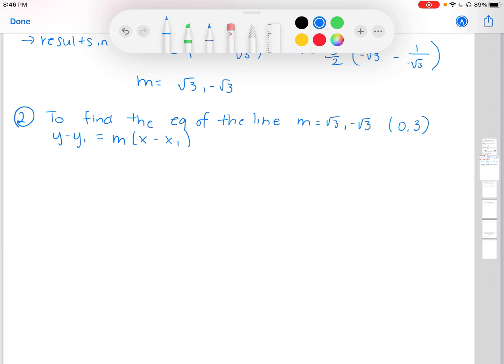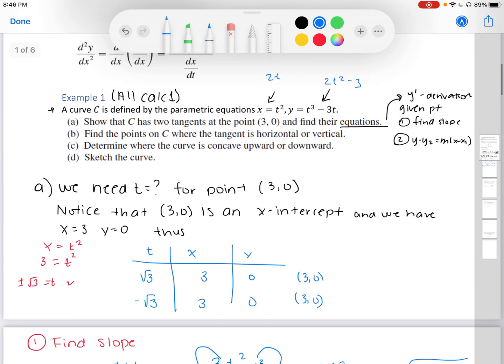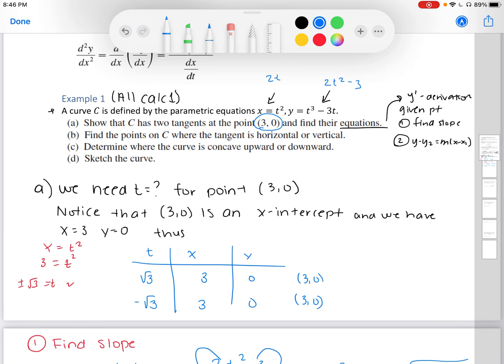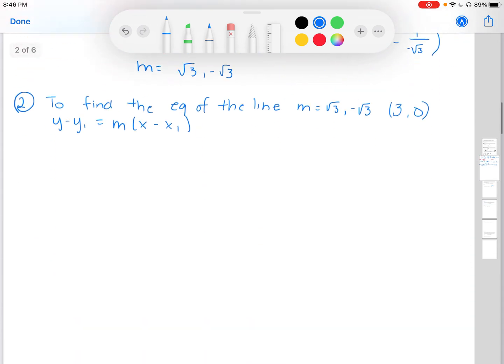All right, and that gives us two equations. And I wrote my point backwards, I'm sorry. 3, 0, right? Because 3, 0 is what we were given to begin with. In this case, our y1 is 0. So that makes it easier. So we're just left with y is equal to square root of 3 times x minus 3. And our other equation is y equals negative square root of 3 times x minus 3. So there we have our equations of our tangent line given the point.